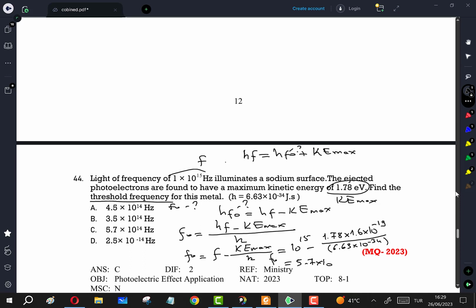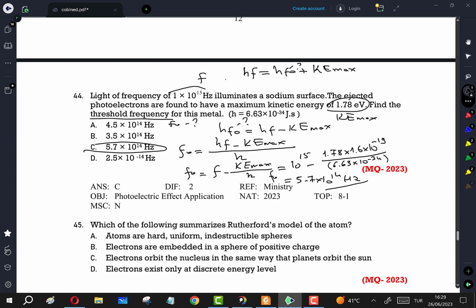5.7 times 10 to the power 14 Hertz. So C is the correct choice.